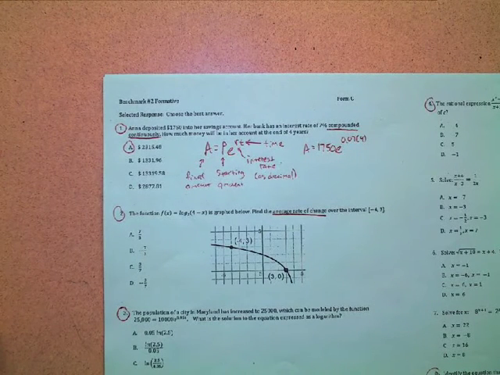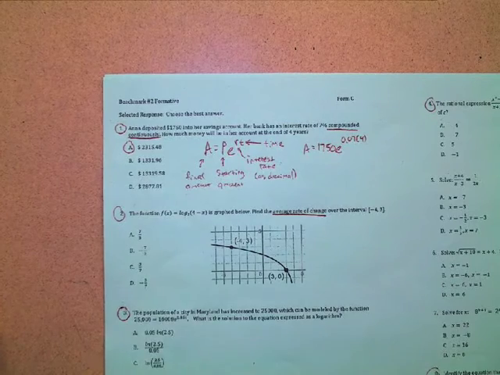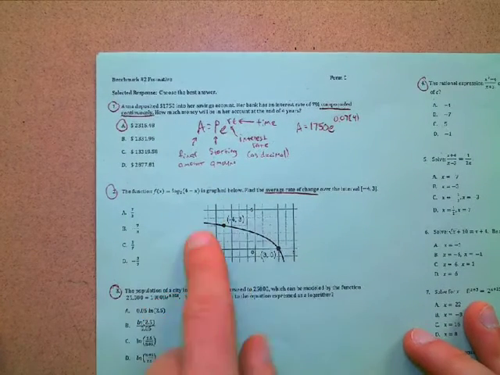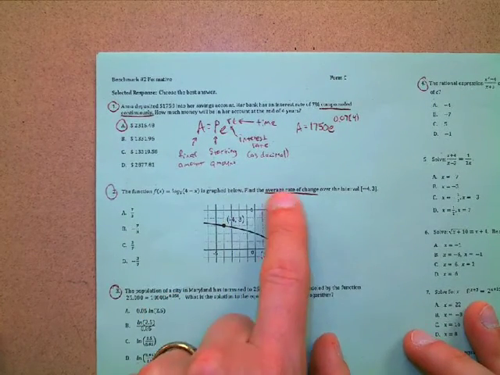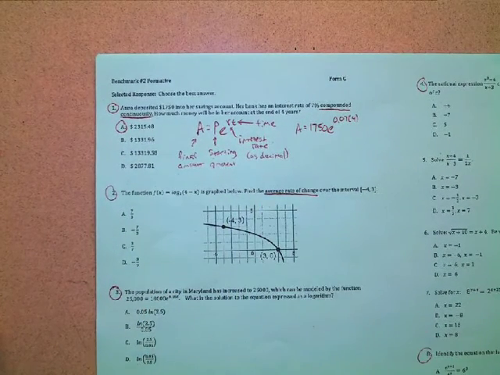All right. Letter B. Function f of x equals log base 2 of 4 minus x is graphed below. So there it is. Okay. Find the average rate of change. Oh, we know what average rate of change is. Average rate of change means the slope.